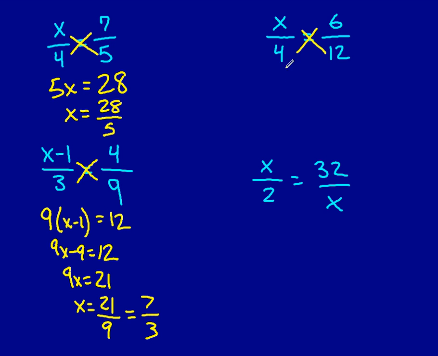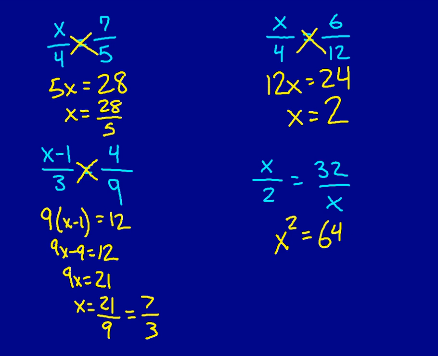All right, cross multiplying here, you get 12 times x will equal 6 times 4, which is 24. Divide both sides by 12, and this one comes out evenly as x equals 2. In this one, when I have x times x, I get x squared equals 32 times 2, which is 64. I simplify this by taking the square root of both sides.